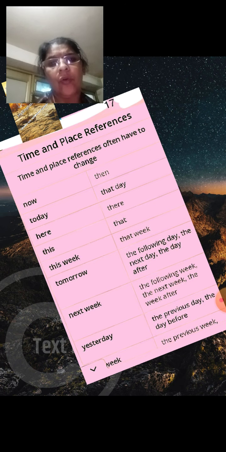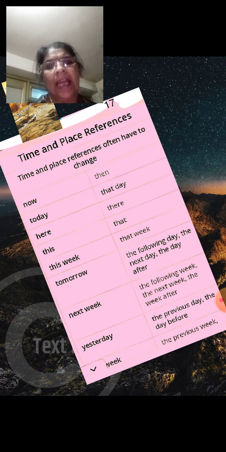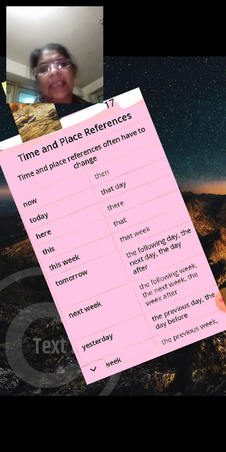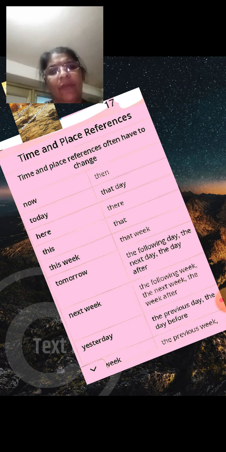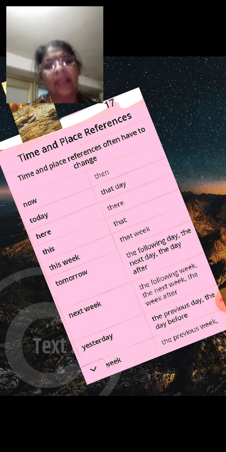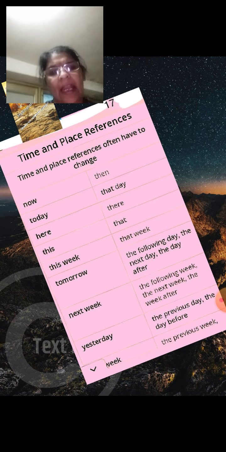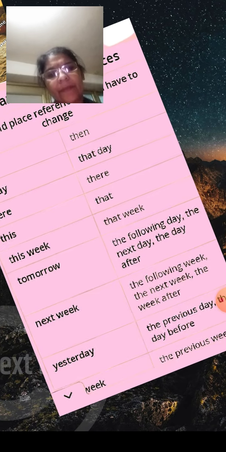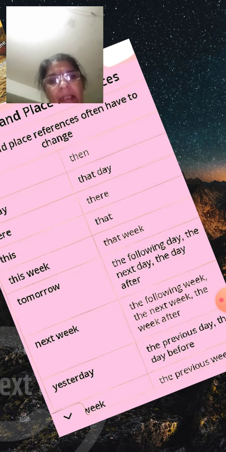Now, time and place references. Time and place references often have to change. Now changes into then. Today, that day. Here, there. This, that. This week, that week. Tomorrow, the following day, the next day, the day after. Next week, the following week, the next week, the week after.